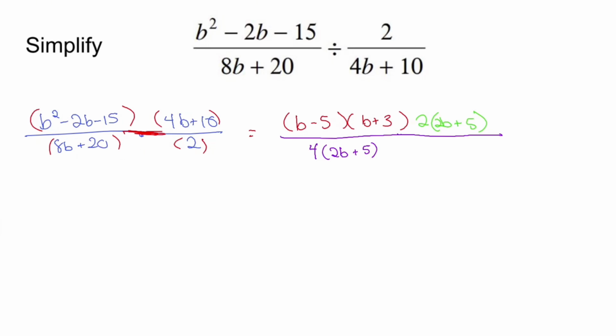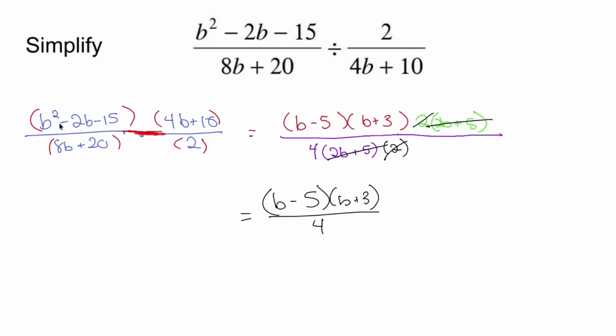So what color didn't I use yet? Black. So if I see that I have stuff in the numerator and stuff in the denominator that can cross out, let's cross them out. That 2 can cross out, that 2 can cross out. That 2b plus 5 and that 2b plus 5 can cross out. And I'm left with this. So I'm left with b minus 5 times b plus 3 all over 4.